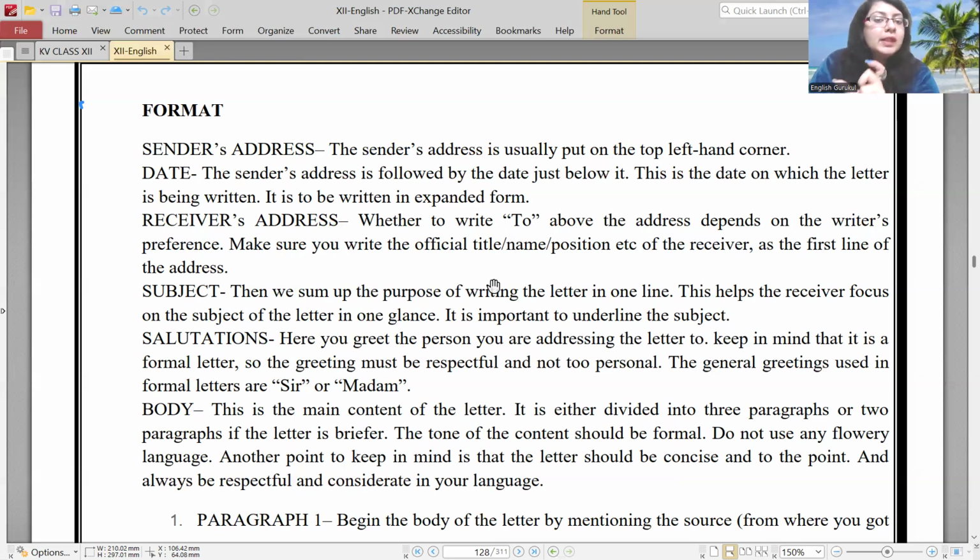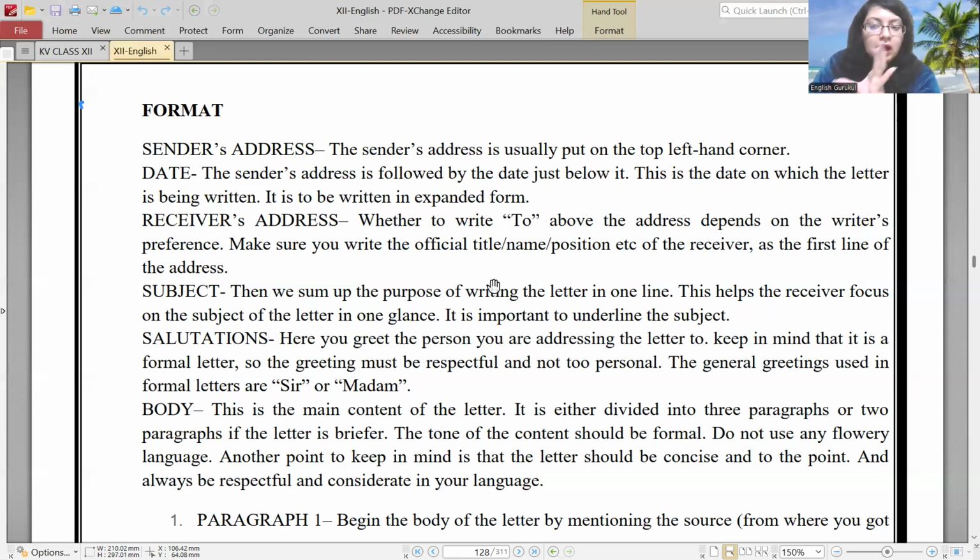Then we move on to receiver's address. Whether to write "to" above the address depends on the writer's preference. Actually, in reality, you don't have to mention "to", right? "To" was used earlier in ancient times. We used to make use of "to", but now it hardly matters. In fact, you shouldn't be writing "to", right?